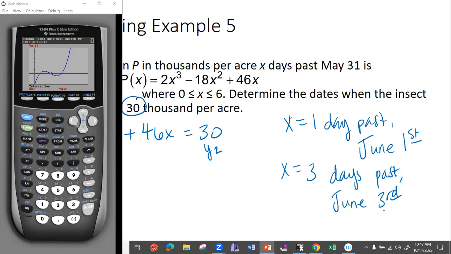Okay. There's one more point of intersection. Move my little spider a little closer. Second, trace, intersect. Closer, closer, closer. Hit enter, enter, enter. And it says that x equals 5. So x equals 5 days past. And so that put me at what date? June 5th.